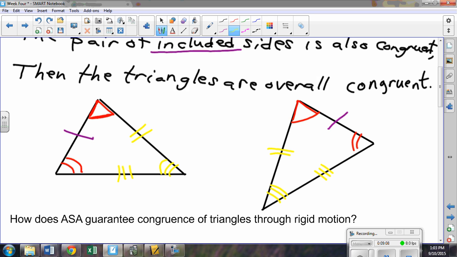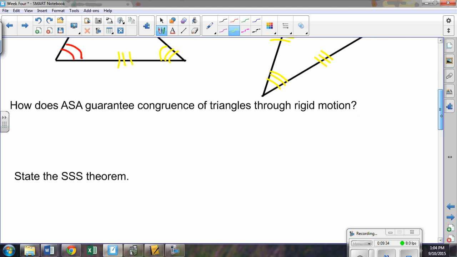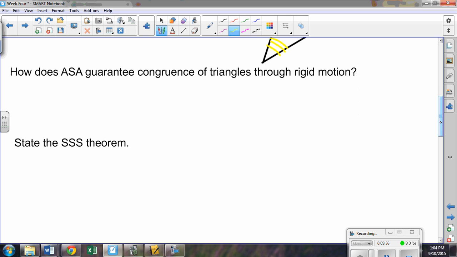Part of our standard is using this to answer questions. That will be a big focus of our work next week. A lot of our work is going to be which one are you using, actually work with it and use it in problems. Our focus right now is not using it, it's explaining why it's true. And that's our next question, and it's the next question on your writing for your notes. How does angle side angle guarantee congruence through rigid motions?